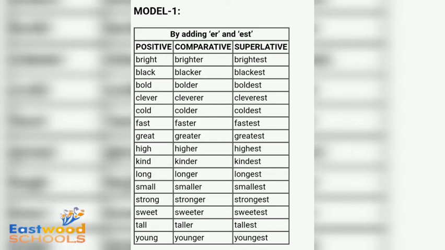Let's go on. We have bright, brighter, brightest, black, blacker, blackest, bold, bolder, boldest, clever, cleverer, cleverest, cold, colder, coldest, fast, faster, fastest, great, greater, greatest, high, higher, highest, kind, kinder, kindest, long, longer, longest, small, smaller, smallest, strong, stronger, strongest, sweet, sweeter, sweetest, tall, taller, tallest, young, younger, youngest.